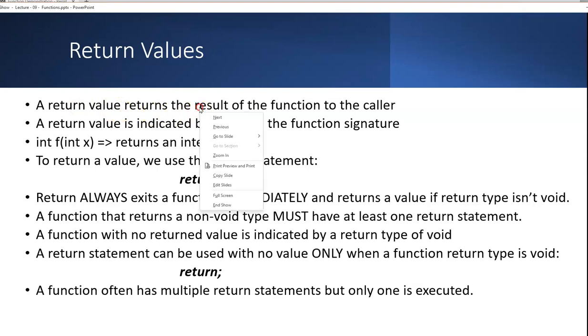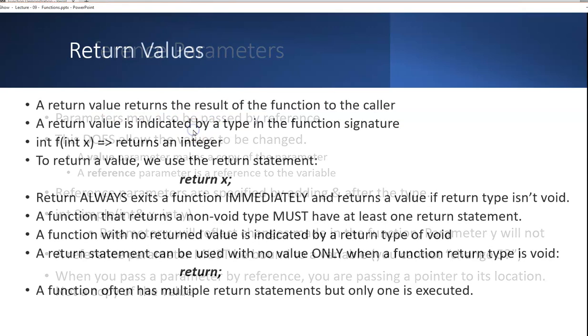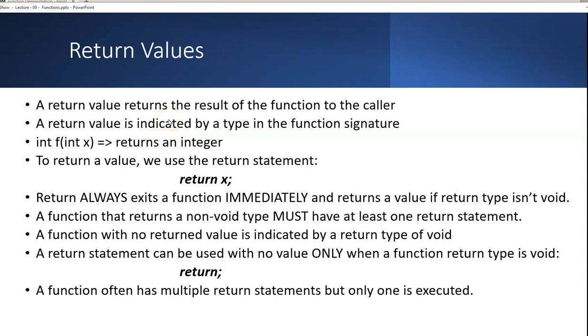A return value, oops, I'm sorry, did I skip something here? Okay. A return value returns the results of the function to the caller. A return value is indicated by a type in the function signature. Int x returns an integer. To return a value, we always use the return statement, return x. Return always exits a function immediately and returns a value if the return type isn't void. A function that returns a non-void type must have at least one return statement. A function with no return value is indicated by return type of void. A return statement can be used with no value only when a function return type is void.